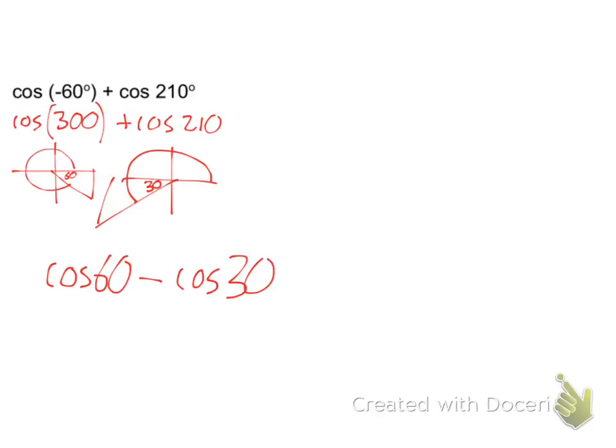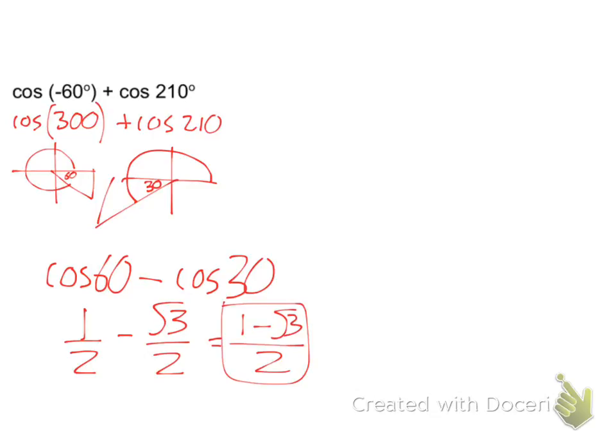And every single one of us should know the cosine of 60. It's nice. It's 1/2. And the cosine of 30, square root of 3 over 2. And when you go to put those together, 1 minus square root of 3 all over 2, because it already has a common denominator. Isn't that grand? Very grand. So grand. Well, good. Not too bad.